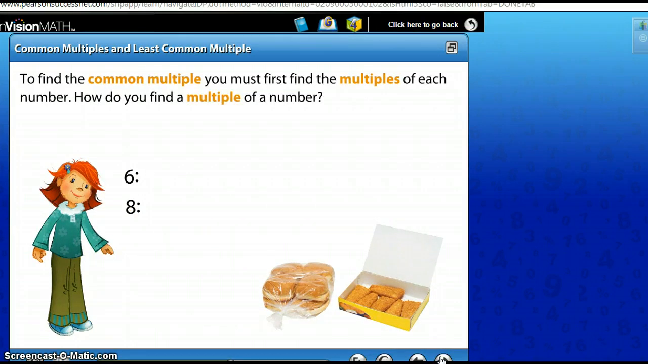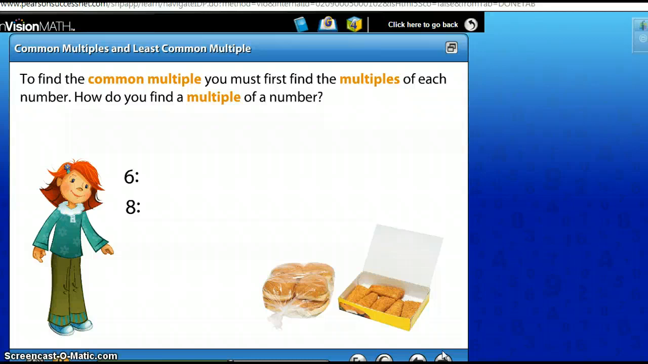To find the common multiple, you must first find the multiples of each number. How do you find a multiple of a number? What do we say again, just to make sure you've got this? How do we find a multiple, Dylan? How you find a multiple is multiplying by 6 or whatever you have to another number.